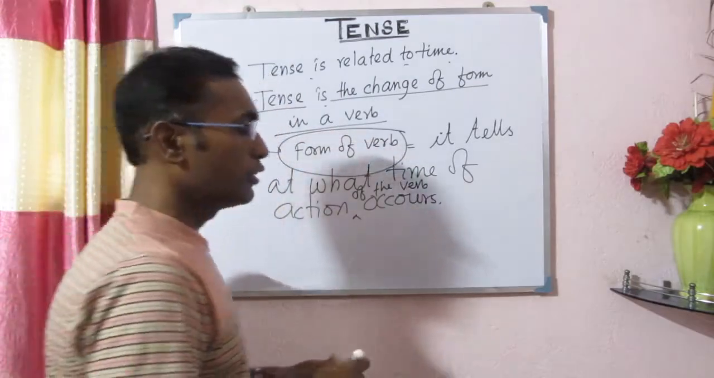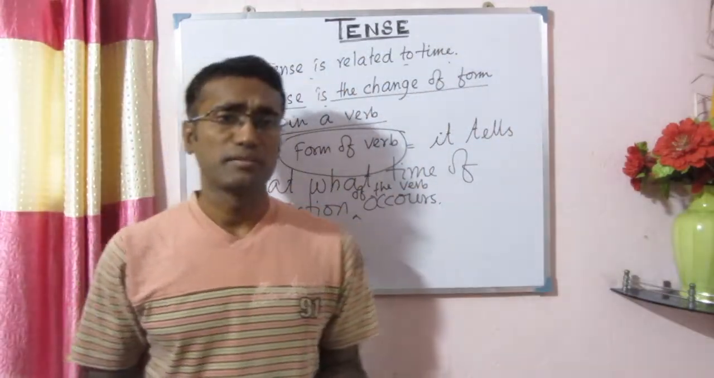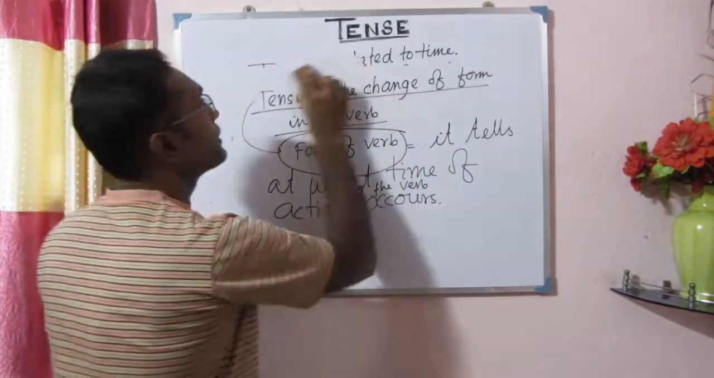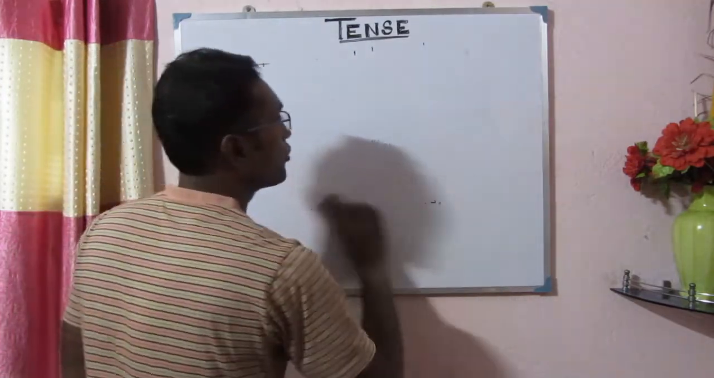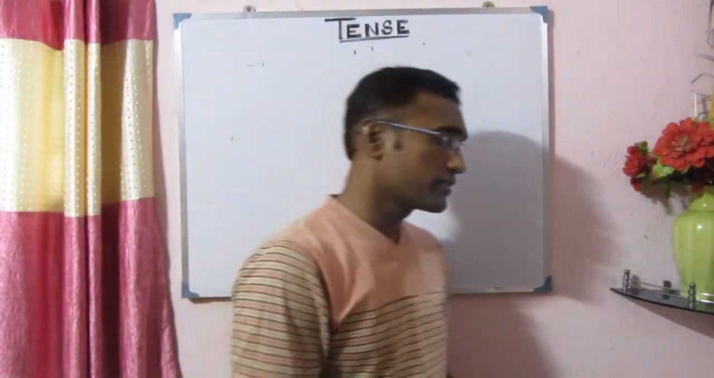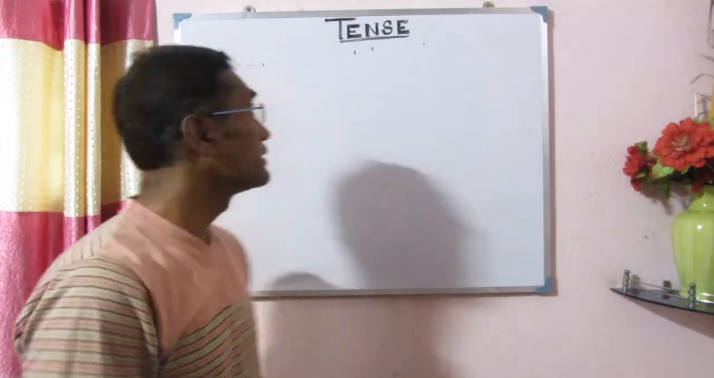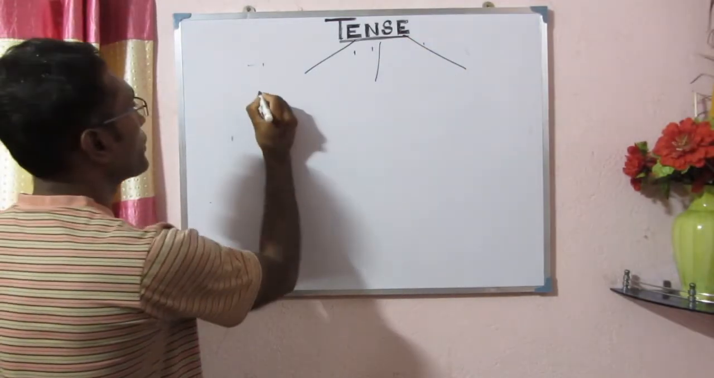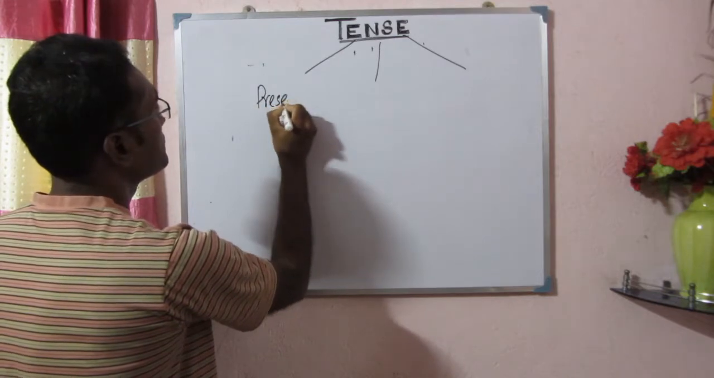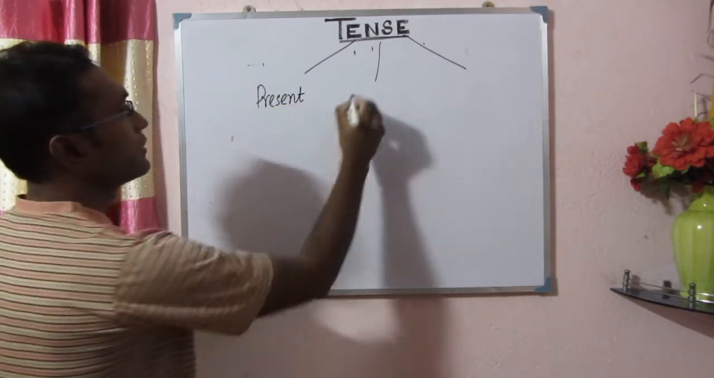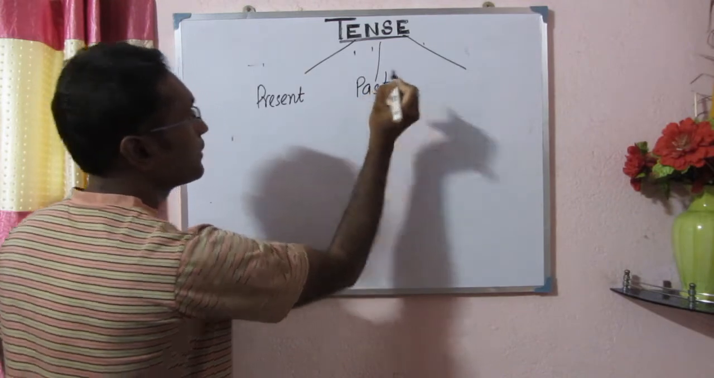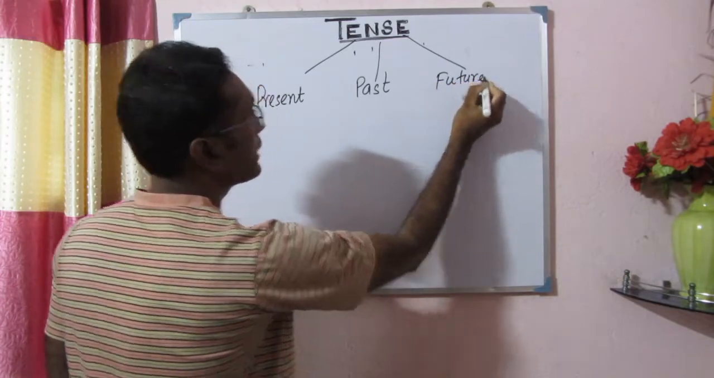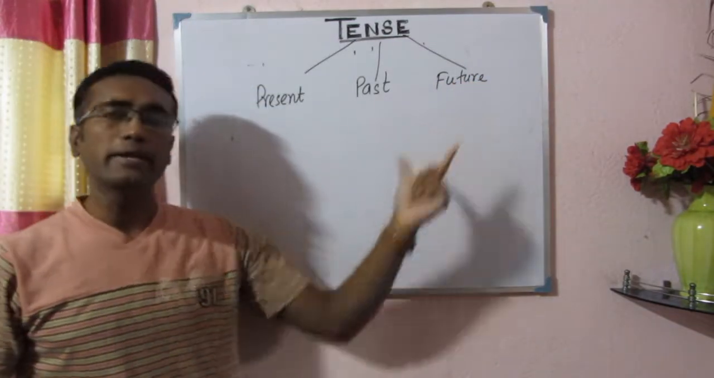Actually, in general, you all know the time. So basically we divide time into three parts. What are they? Present, past and future. We divide the time, so we also divide the tense into three parts: one is present tense, another is past tense, and the last one is future tense.